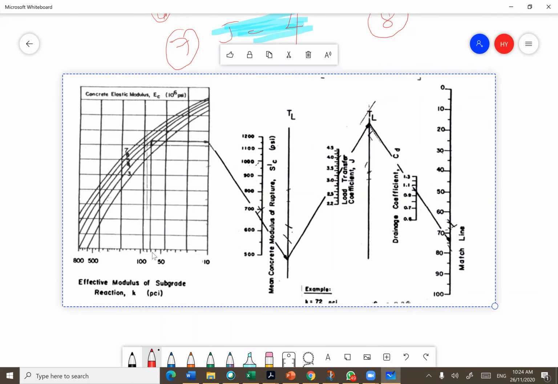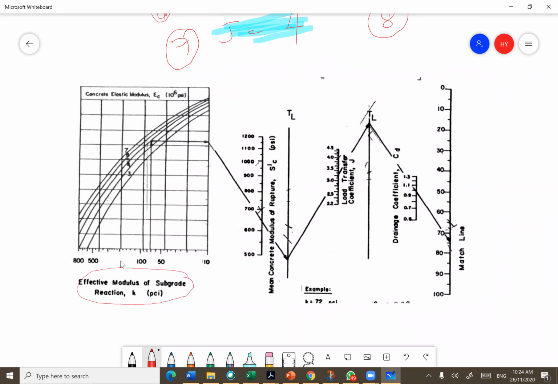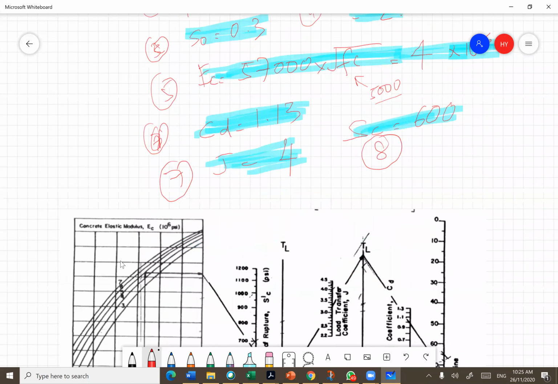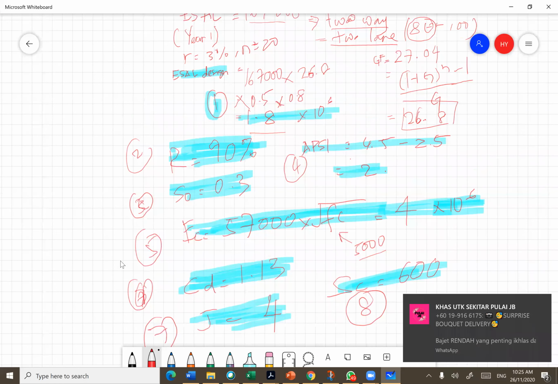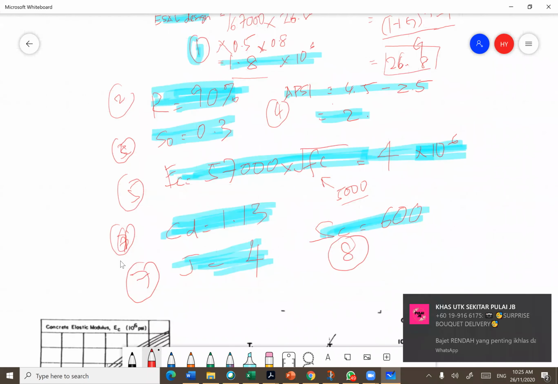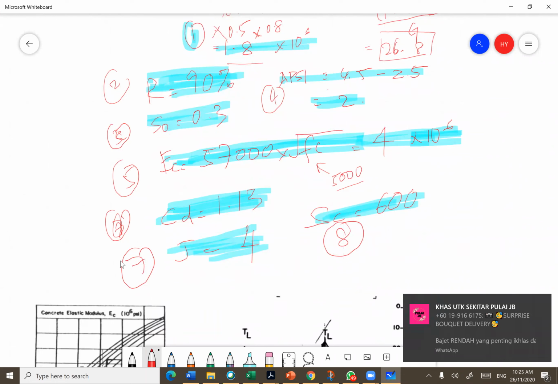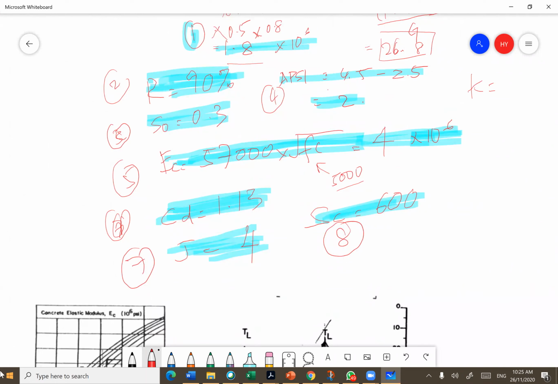Okay, right. So the first normal graph, start from here. Start from the modulus of subgrade reaction, the K value. What is the K value? It's not given, you don't list it out. Okay, what is the K value? It's given to you, right? The K value from the question is?